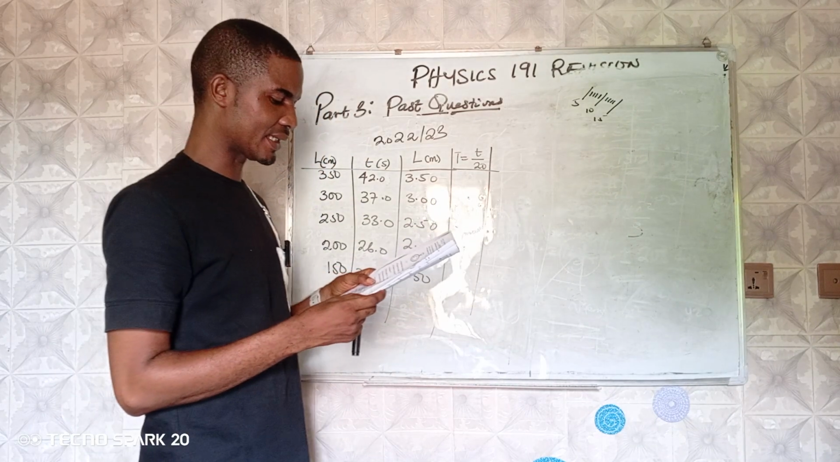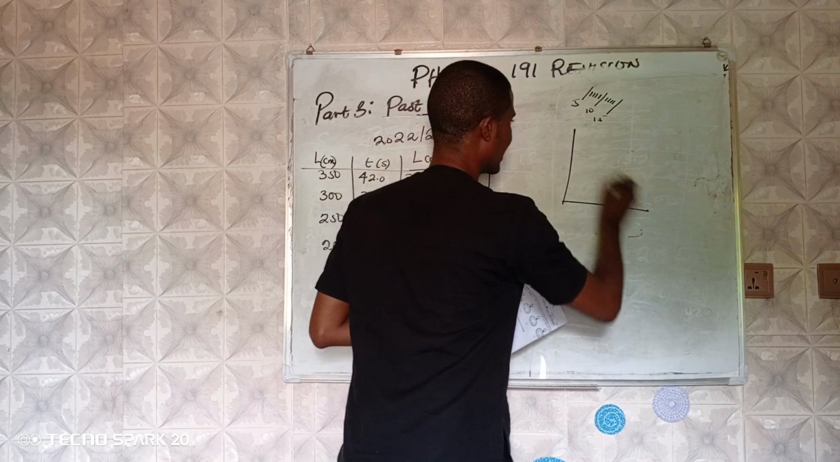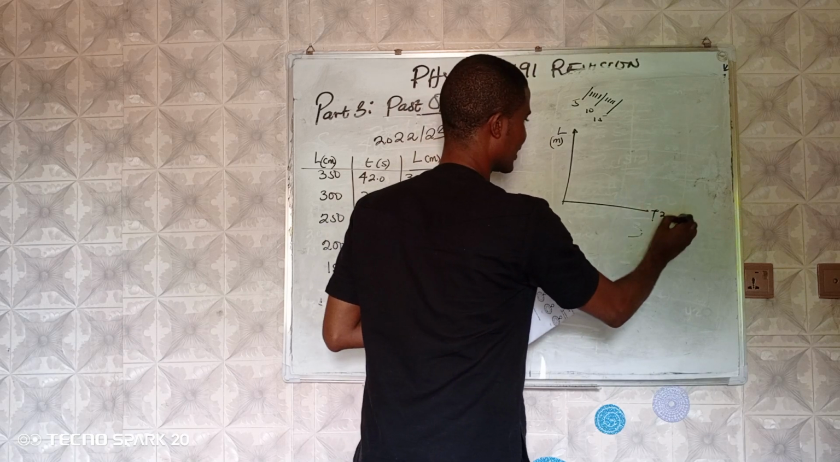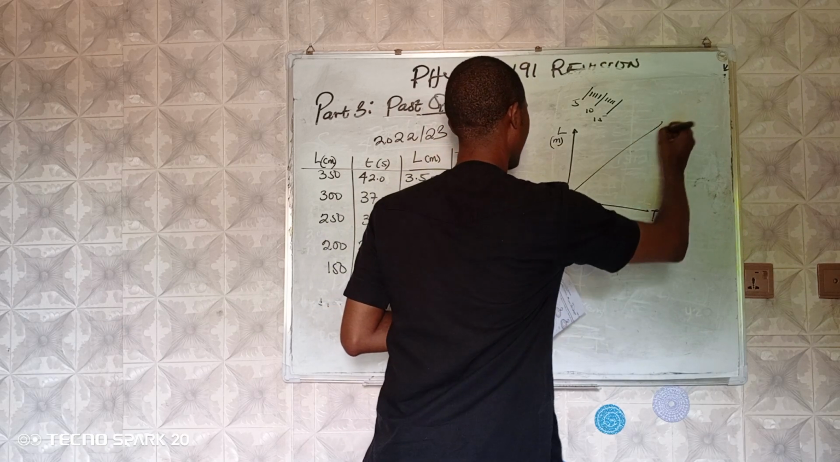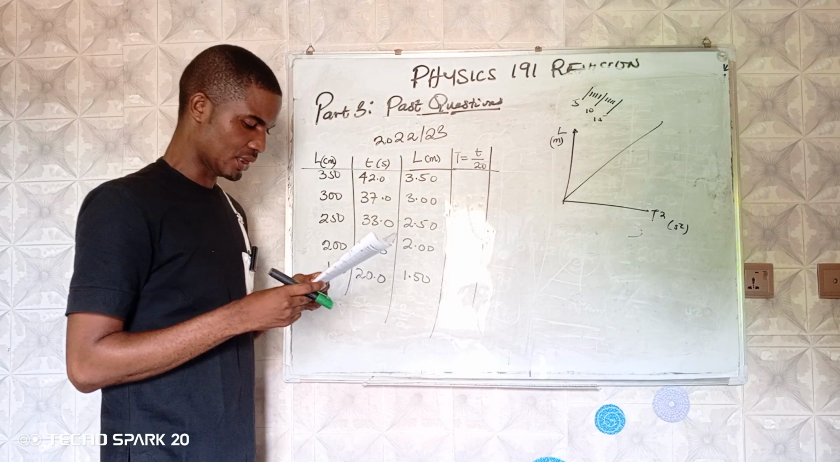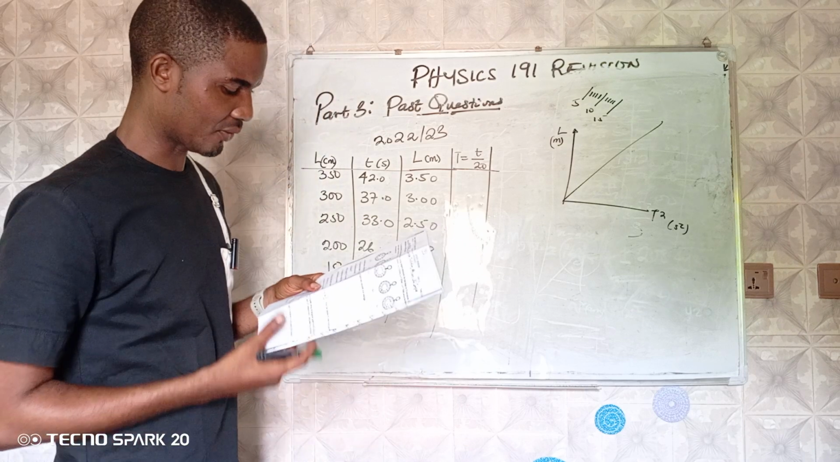Plot a graph of L in meters against T square in seconds. That graph will be a straight line graph coming from the origin. Okay. So determine the slope. You can do that. Find the error in the slope. You can use 4W over NR for that.